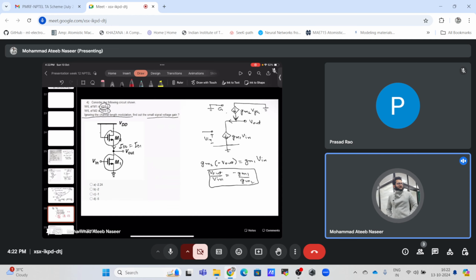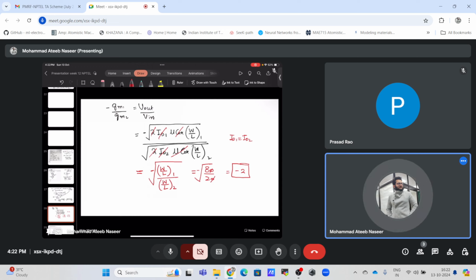And from the expression, we found out that for identical mu and Cox, it is simply the ratio of the W over Ls. As a result of this, we obtained the value for the gain to be equal to minus 2.